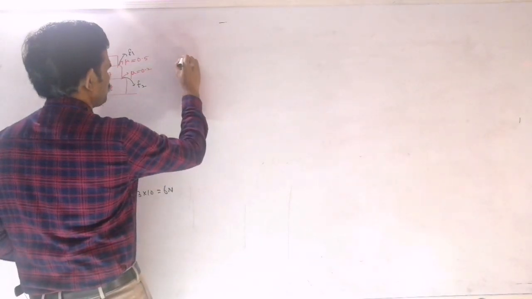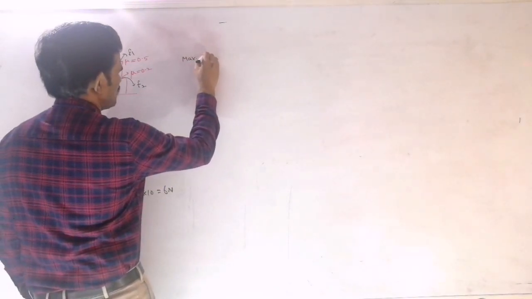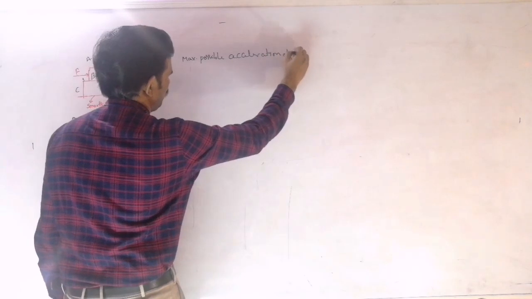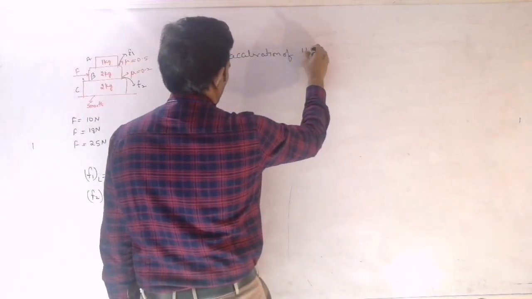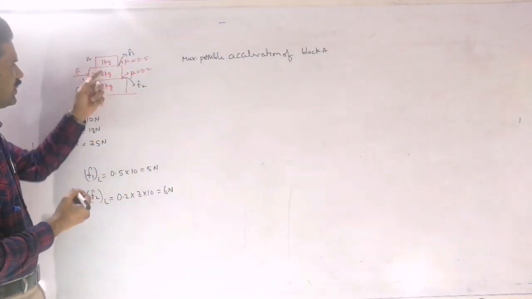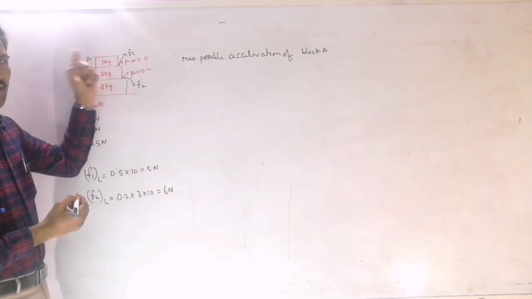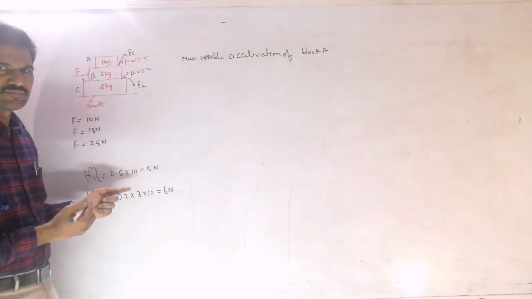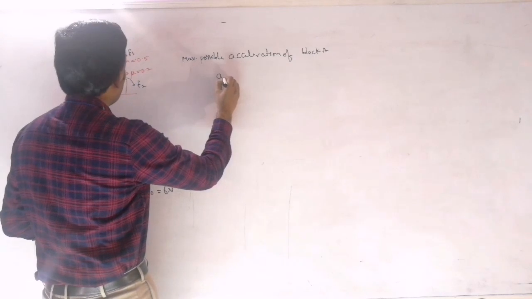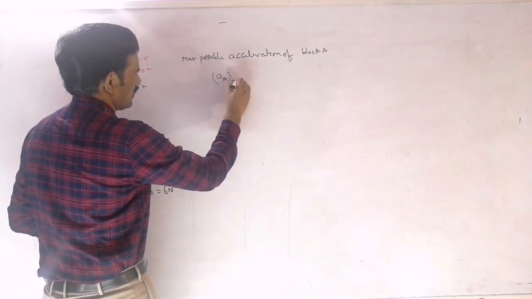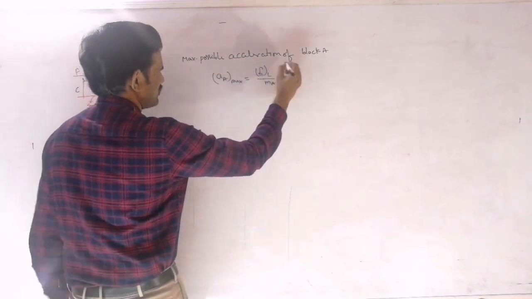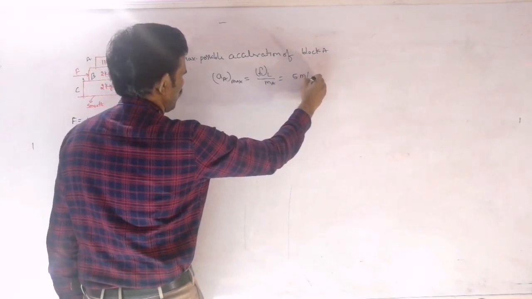The maximum possible acceleration of block A. Can you say how to find the maximum possible acceleration of this block? This 1 kg block A is accelerating because of this frictional force only. So the maximum frictional force is nothing but 5 newtons, and we can write the maximum acceleration of A is F1 limiting by M, the mass of block A, which is 5 meter per second square.